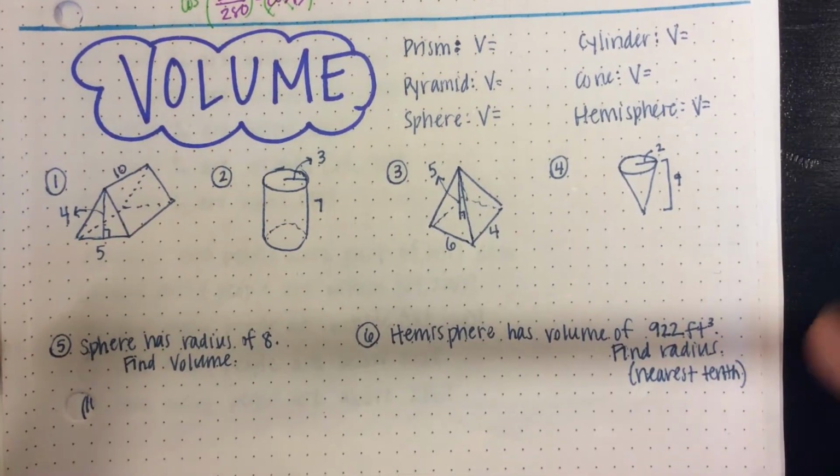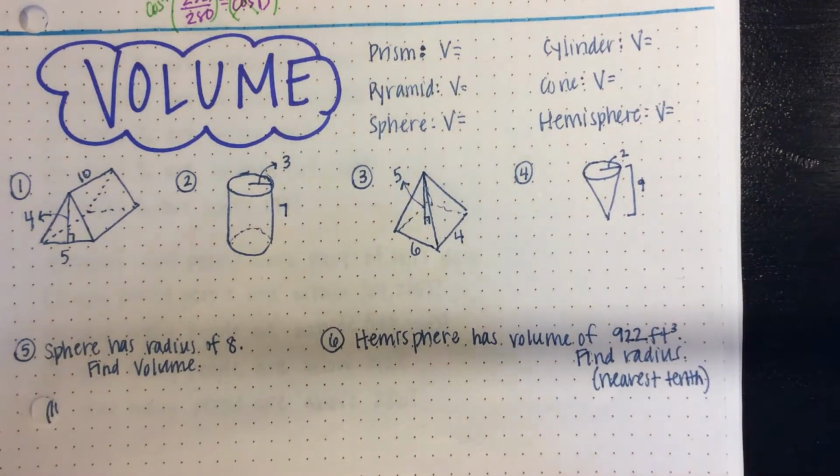We have 6 main shapes that we look at. Well, we have 6 3D shapes. We have a prism, pyramid, sphere, cylinder, cone, and hemisphere, right? So your prism is a box, okay? So it's something where you have 2 bases connected by rectangles, all right?